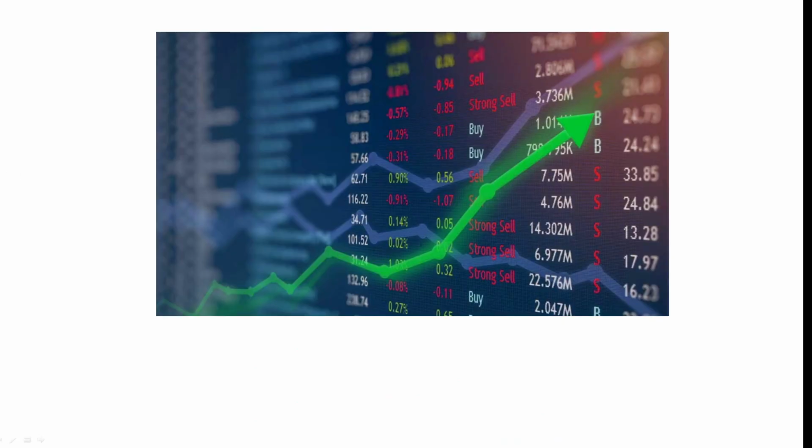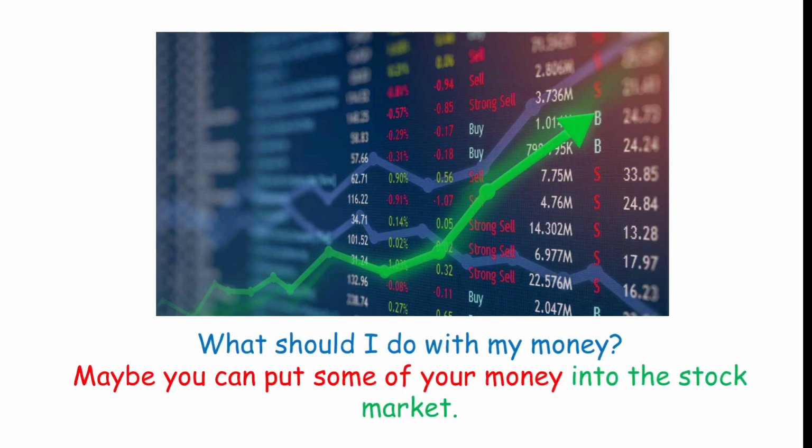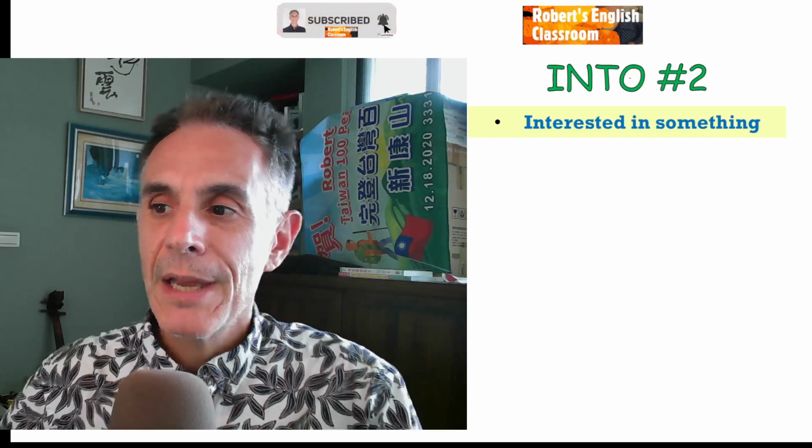Here's another example. Okay. This is a little bit from last week. What should I do with my money? Well, maybe you can put some of your money into the stock market. Okay, so I'm taking my money from my bank account and I'm putting it into the stock market because it's changing from A to B. All right, so we can use into here. All right, now into has a second meaning, completely different meaning, okay?